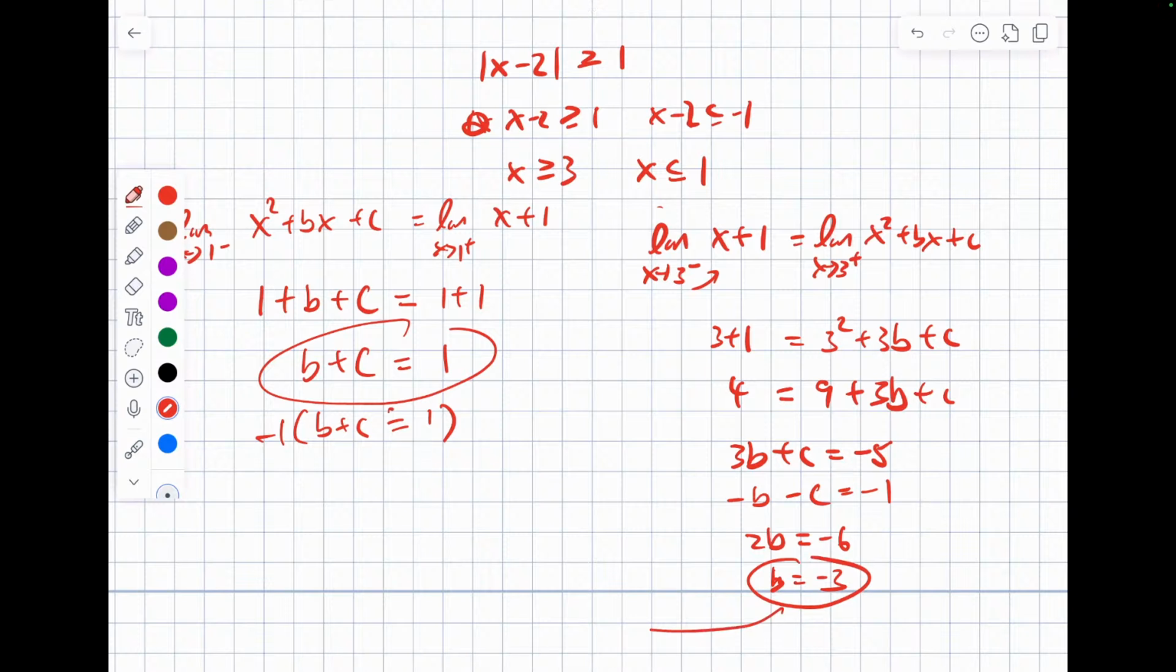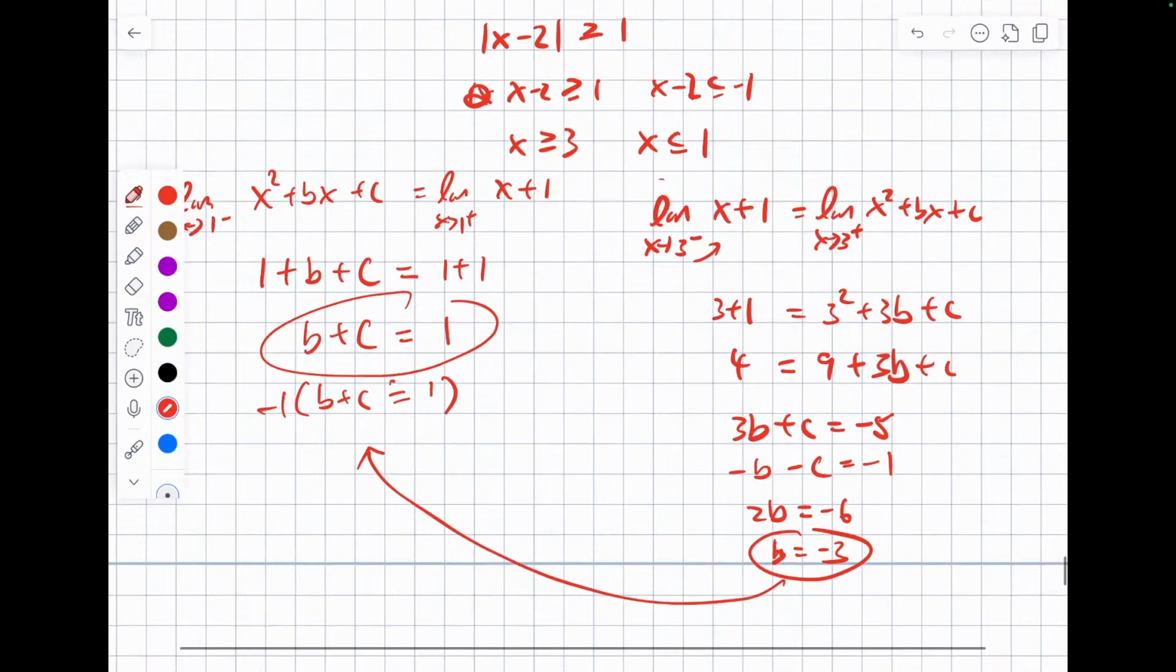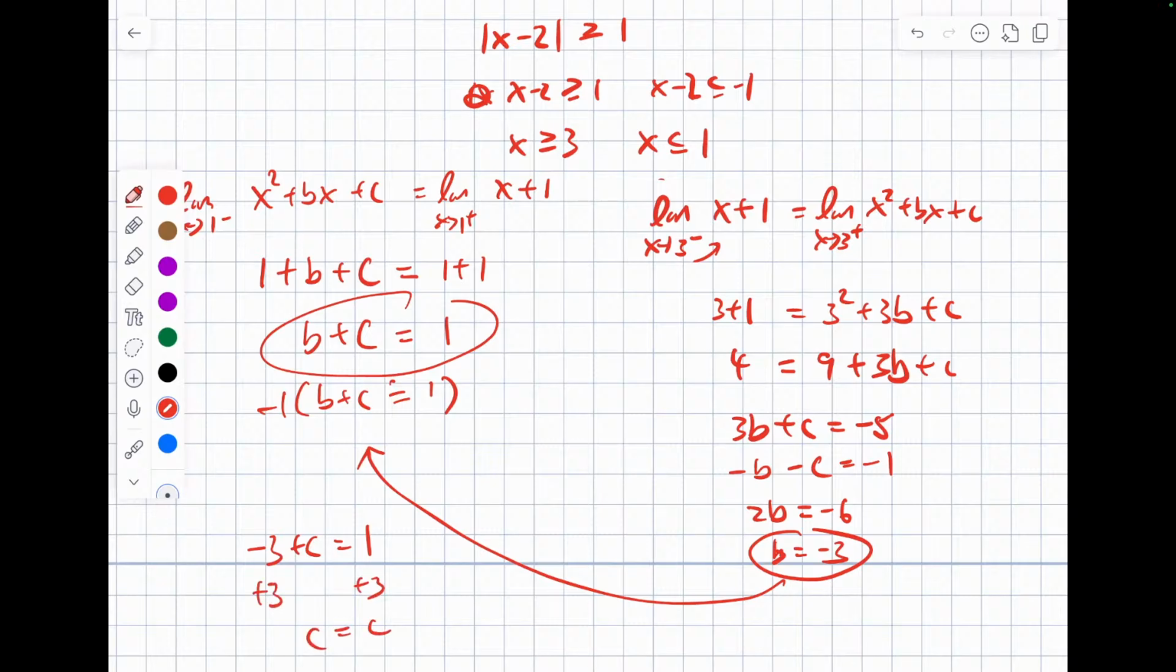Can I find my a? Well, I can plug it back in here. So it'll be -3 plus c is equal to 1. So plus 3 on both sides. c is equal to 4.